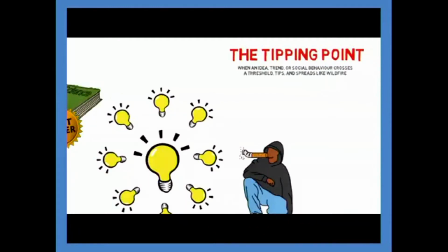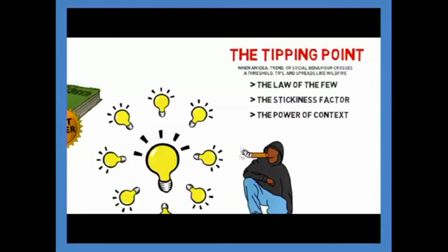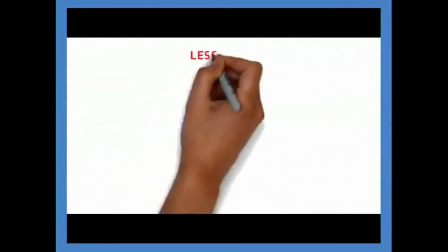The idea can be broken down into 3 principles. They are the law of the few, the stickiness factor, and the power of context. Let's take a look at these and see how they contribute to making things go viral.